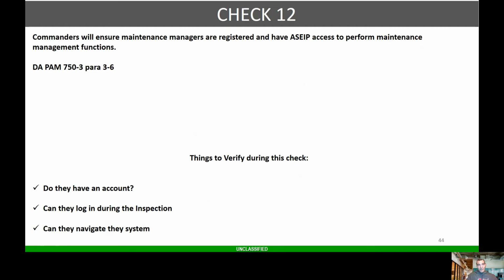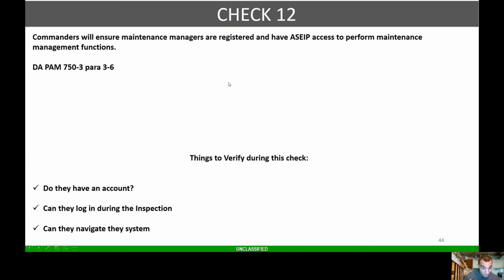Check 12, commanders will ensure maintenance managers are registered and have ASIP access to perform maintenance functions. Things I check: do they have an account? They may tell you they have an account, but can they log in during the inspection? I can't tell you how many units I go to where they say, yeah, I have an ASIP account, I can get on RCOP, I can get here, I can get there, I can pull up MWOs and so on. They're full of it. If they can't log in during the inspection, they do not have access.